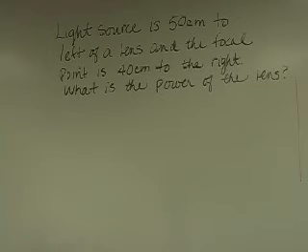This is Basic Optical Concepts, Unit 3, Divergence Problem Demonstration. Here's the problem. We have a light source that is 50 centimeters to the left of the lens, and the focal point is 40 centimeters to the right. What is the power of the lens?